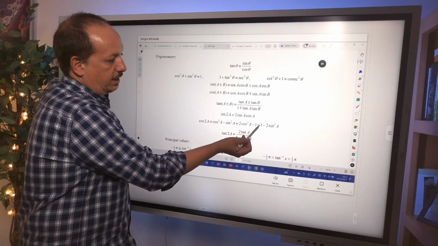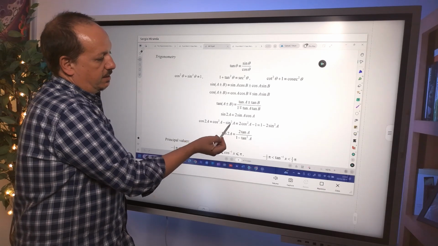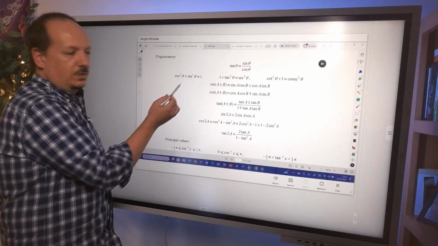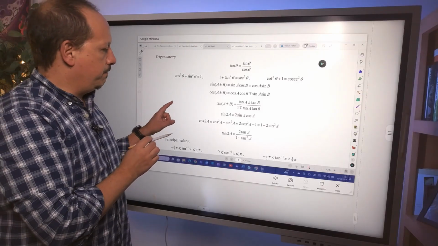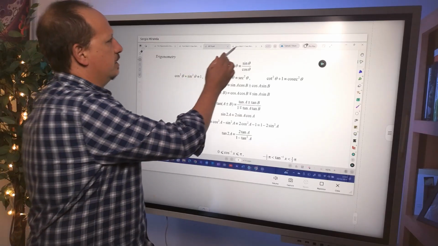This is what you'll get. You'll get 1 minus 2 sine square of A, right? So these 2 are the combination of this with that one. Okay? All right. The one that requires some more explanation is the last class.